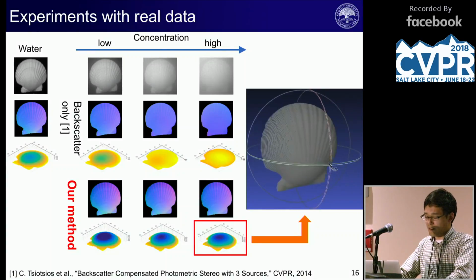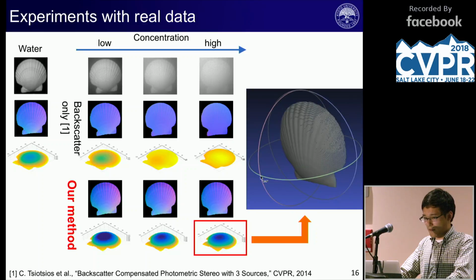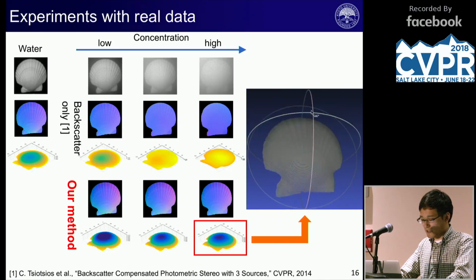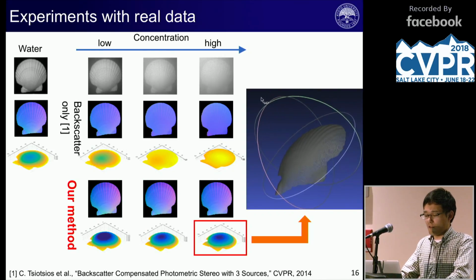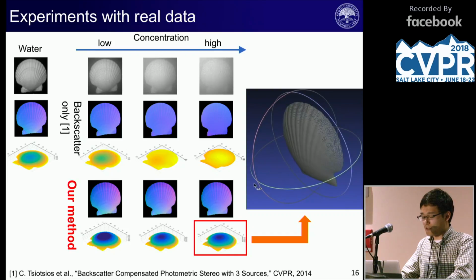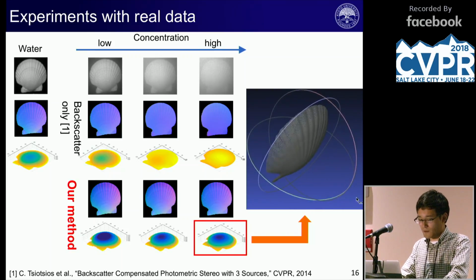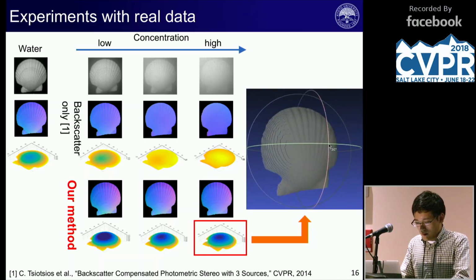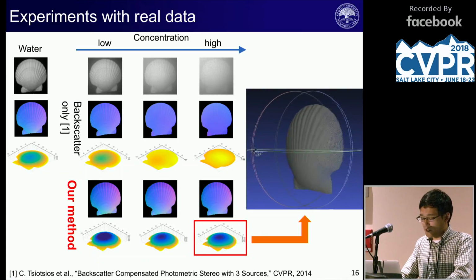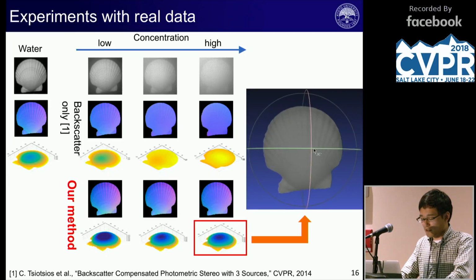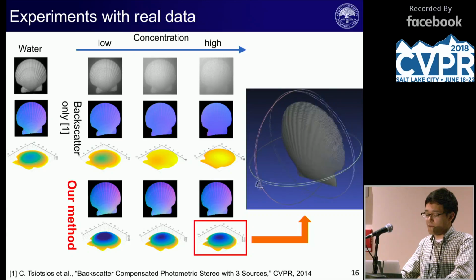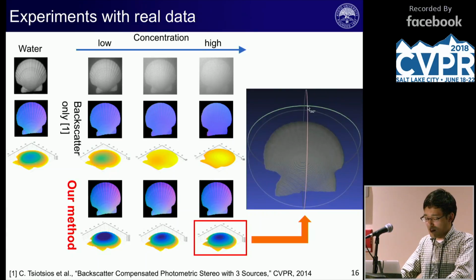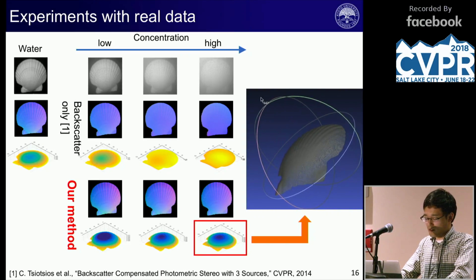This is another result. We use a shell as a target object. In this experiment, we change the concentration of our participating medium. As you can see, in highly turbulent media, the backscatter-only method cannot reconstruct the 3D shape accurately. On the other hand, our method can reconstruct the local details of the shell.